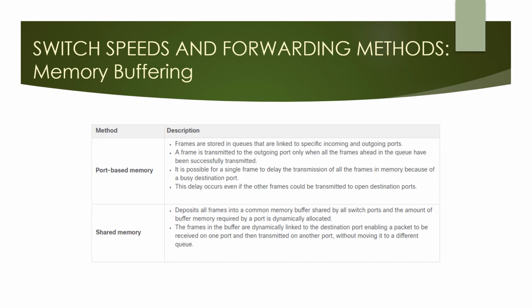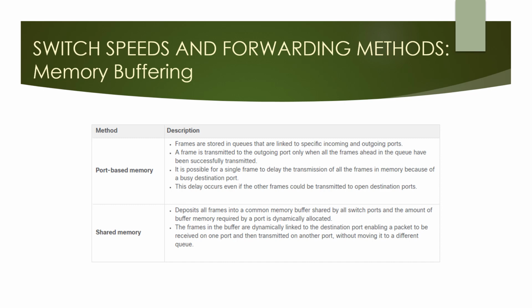The first one is port-based memory, where frames are stored in queues that are linked to specific incoming and outgoing ports. A frame is transmitted to the outgoing port only when all the frames ahead in the queue have been successfully transmitted. It is possible for a single frame to delay the transmission of all the frames in memory because of a busy destination port, and this delay occurs even if the other frames could be transmitted to open destination ports. And the other method is shared memory.